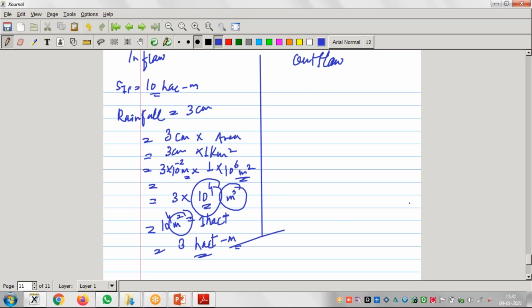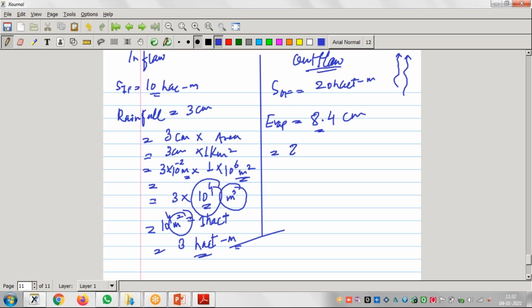Right, now that is inflow. What is outflow? Surface outflow is 20 hectare meter. That is given. Now next, evaporation is given, and that is also an outflow. If water is going out into the atmosphere, that means that is loss. That is outflow. That is given as how much? We have just calculated 8.4 centimeter.